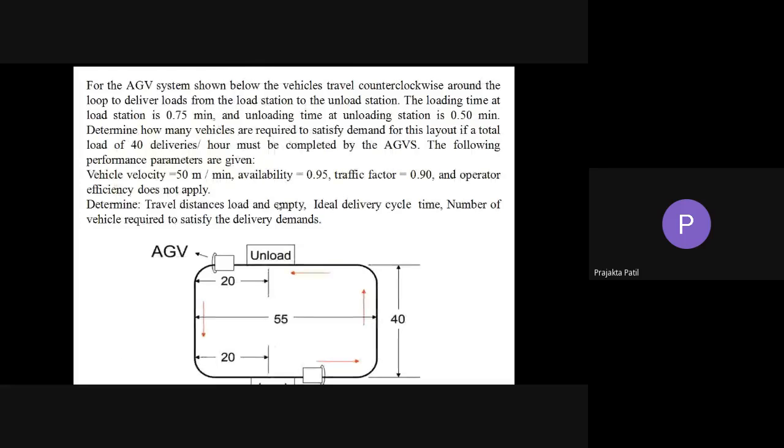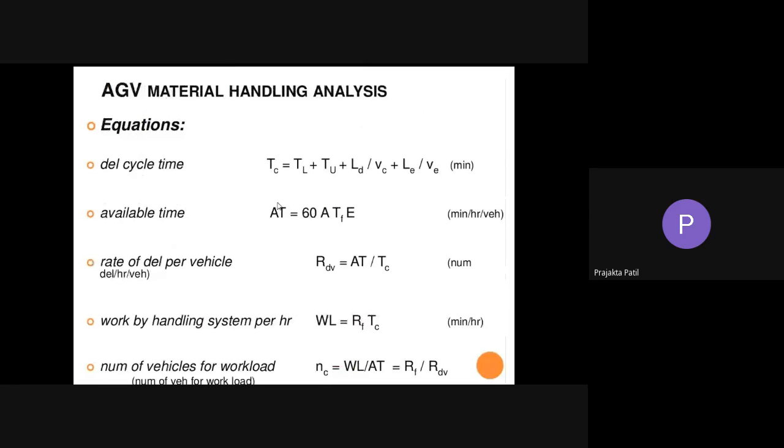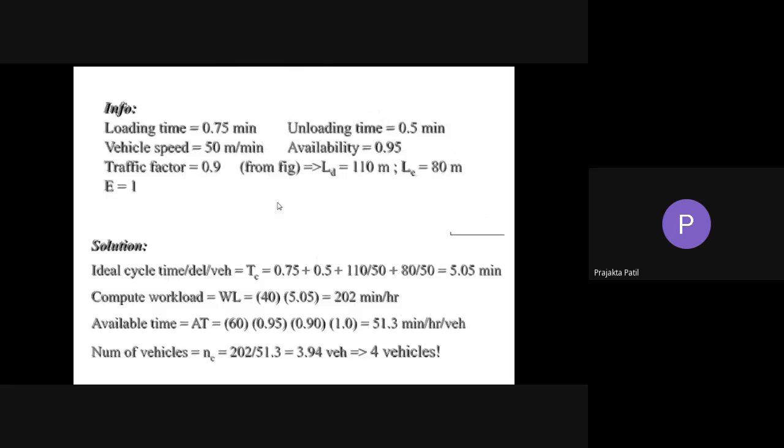The number of vehicles required to satisfy the delivery demand. You can use any of those equations that are there to find the number of vehicles. You either use workload upon available time or RF upon RDV, whichever given data is available. So RF, I suppose, is given to compute workload. You can use RF into TC. We know the TC value is 5.05, and RF here is 40 deliveries. So you can take RF into TC and find what is workload.